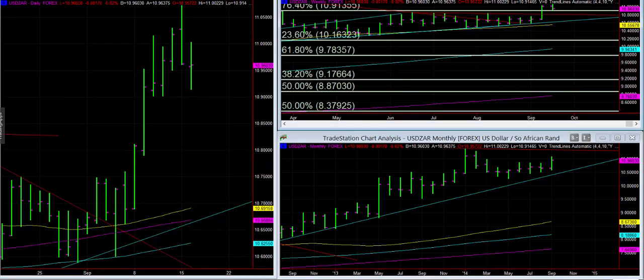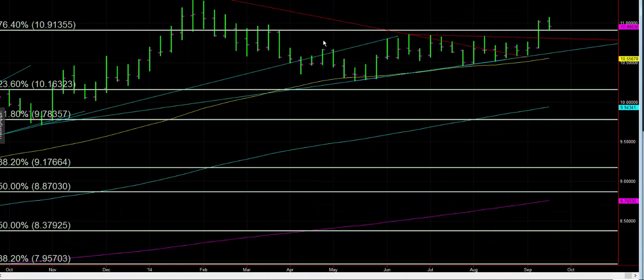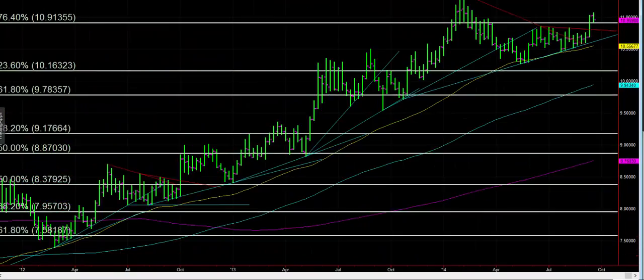We want to turn our attention, though, over to the weekly chart here. Earlier today, we tested this very important 10.9135 area. That is this white line here. We can see that corresponds to today's intraday low. This is actually a very, very technically significant level.